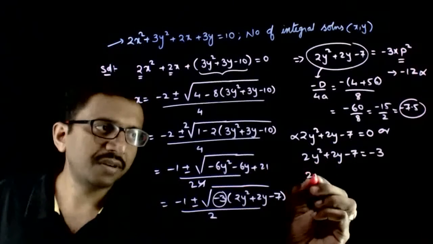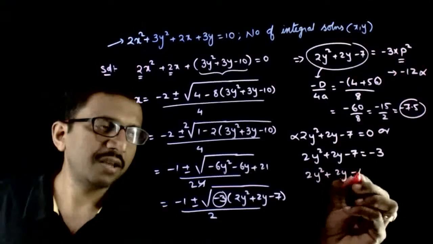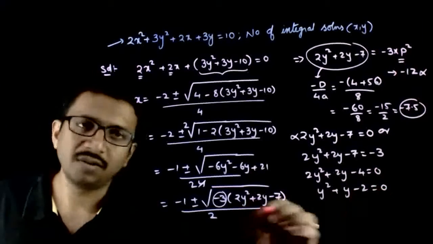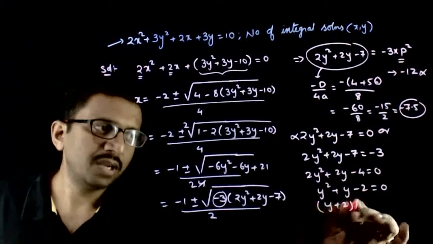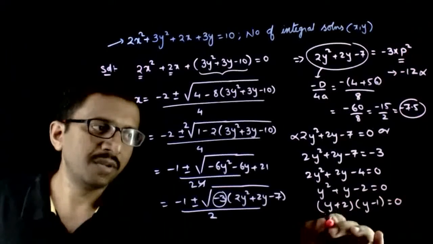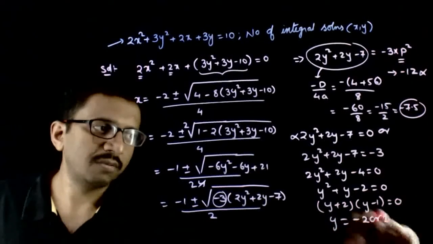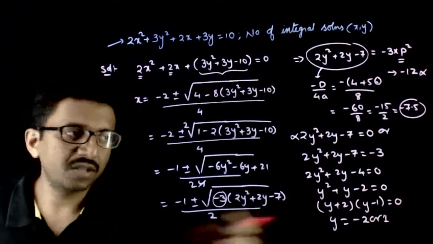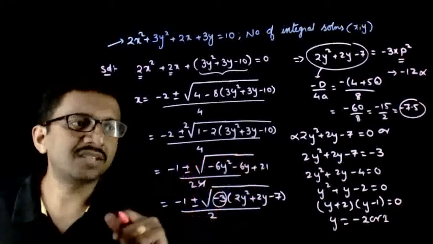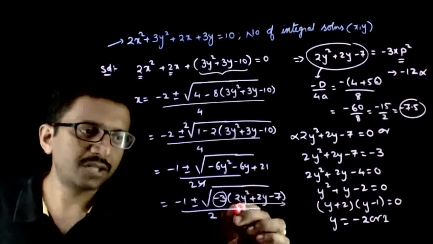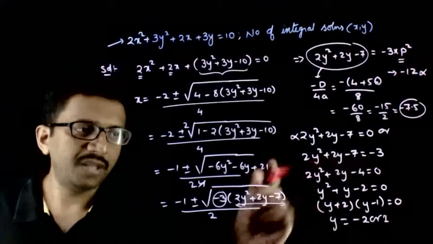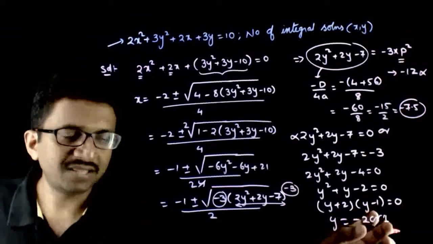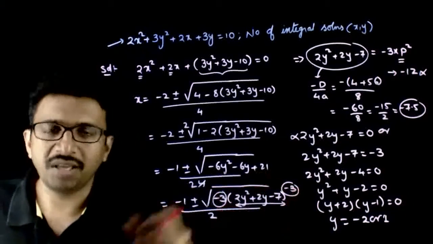So for the other equation you have 2y² + 2y − 4 = 0, so y² + y − 2 = 0. So you have (y + 2)(y − 1) = 0, so y is equal to −2 or 1. You have two options. In both of these cases, 2y² + 2y − 7 will be equal to −3.